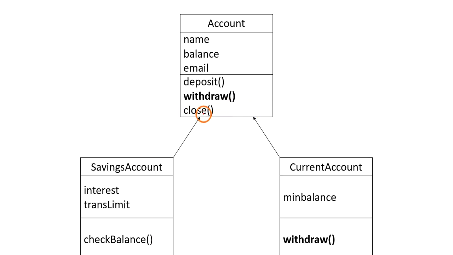Previously when I was showing you this diagram, I told you to remember this. There is a withdraw method in the account class as well as a withdraw method in the current account. This is the same method with the same signature. Signature means the method name, the number of parameters and the types of parameters should be the same. They should not be different.